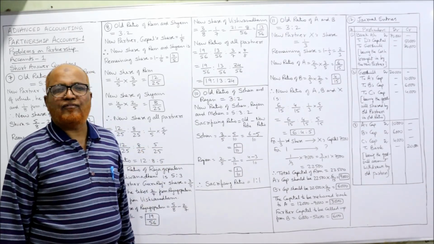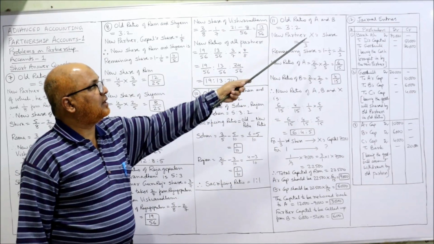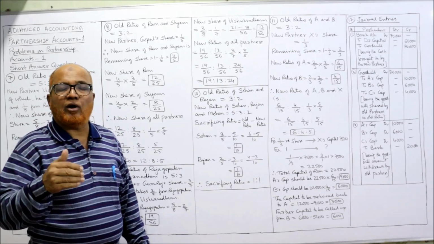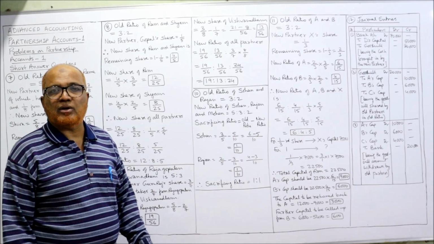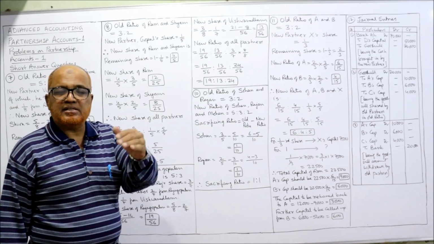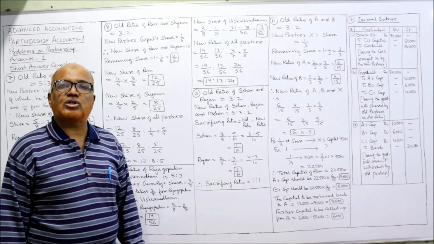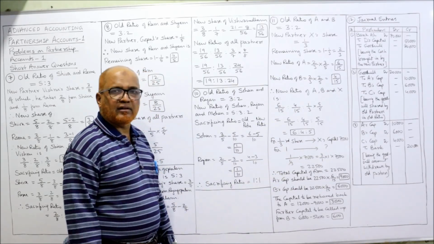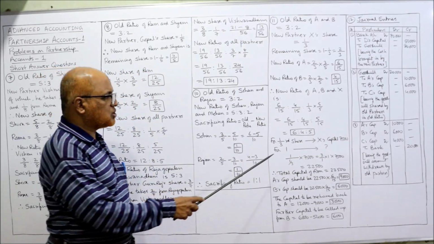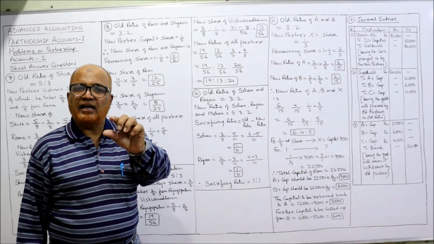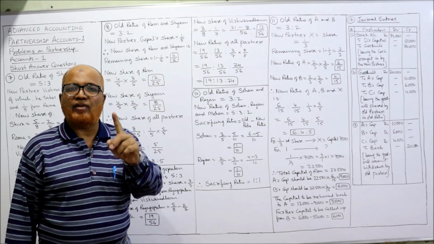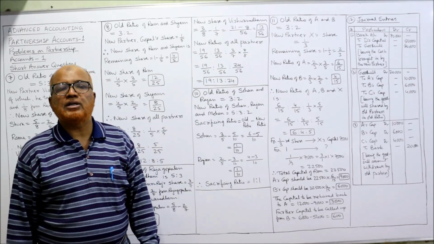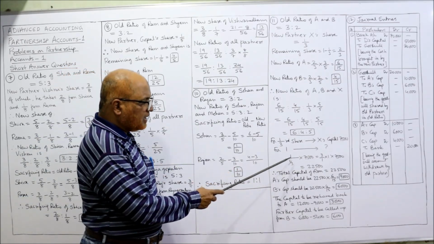What is the share of the new partner X? 1 by 3. For the 1/3 share, how much capital is he bringing in? 7,500. The new partner X brings 7,500 as capital for a 1/3 share. So for 1/3 share, X's capital is 7,500. For the complete one, how much? That means 1/3 is equal to 7,500, so 1 is equal to how much? Multiply 7,500 into 3, you will get 22,500.